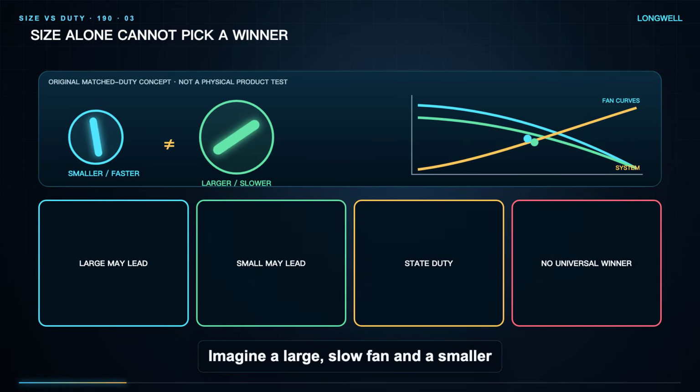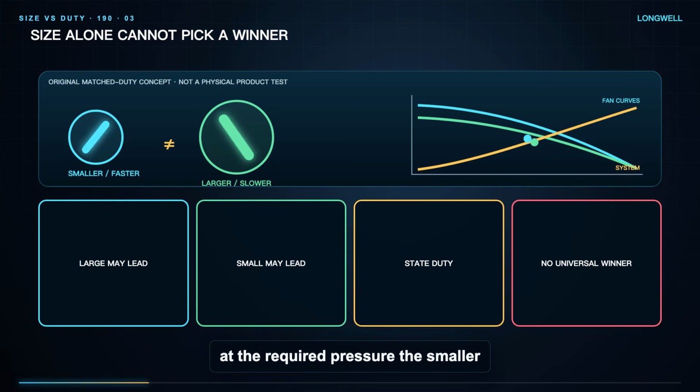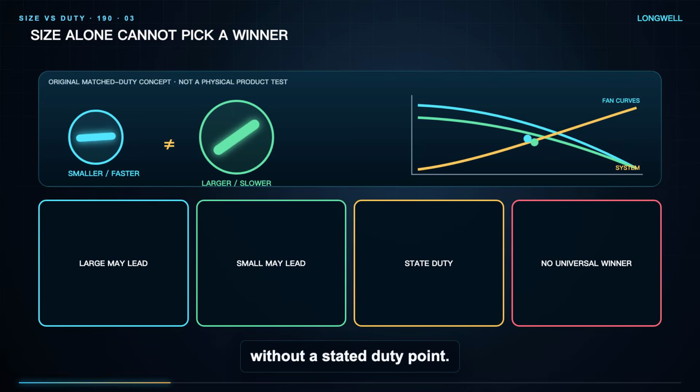Imagine a large, slow fan and a smaller fan with a higher pressure curve. At low resistance, the large fan may lead. At the required pressure, the smaller fan may deliver more. Reverse the curves and the conclusion reverses. Size alone cannot select the winner without a stated duty point.